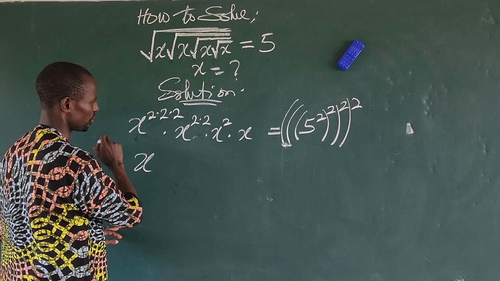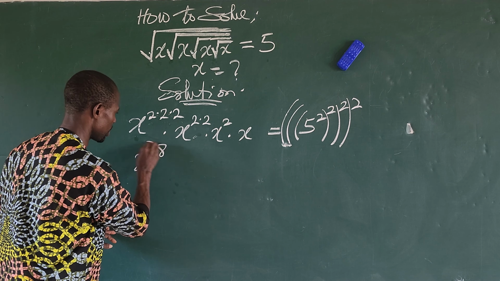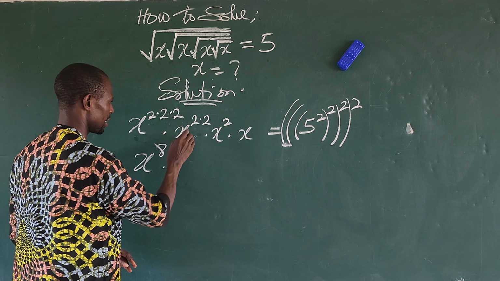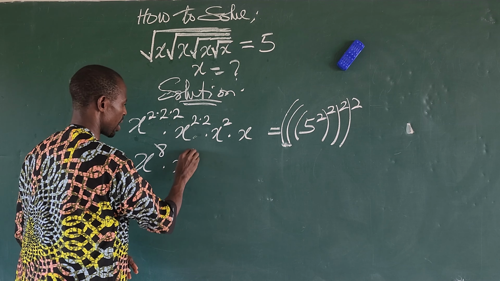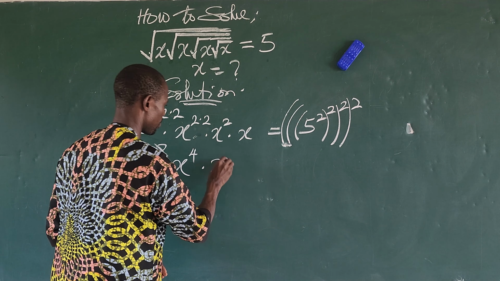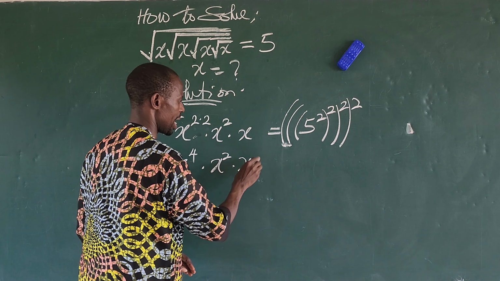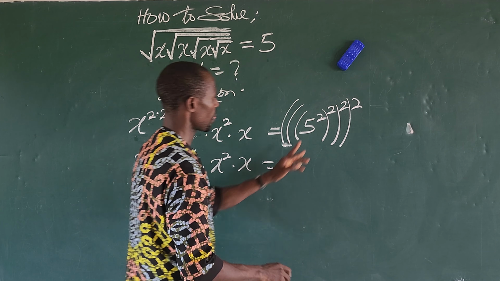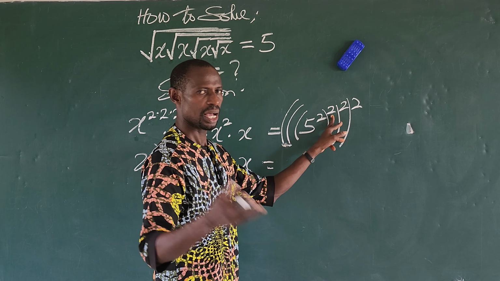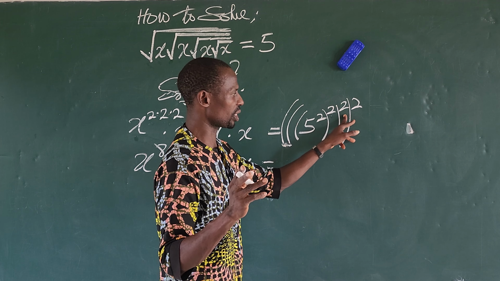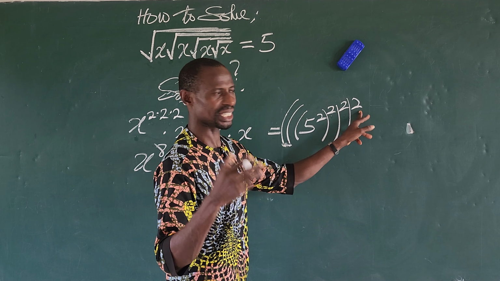Sorry, 2 times 2 is 4. Times 2 will give us 8. So this is raised to power of 8, times x to the power of 4, times x to the power of 2, times just x here. This is equal to 2 times 2 will give us our 4, times 2 will give us 8, times 2 will give us 16.